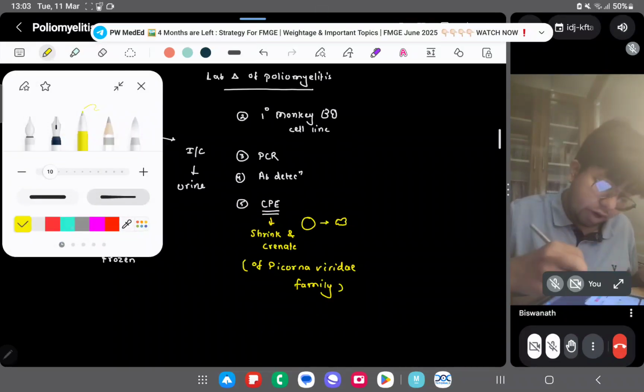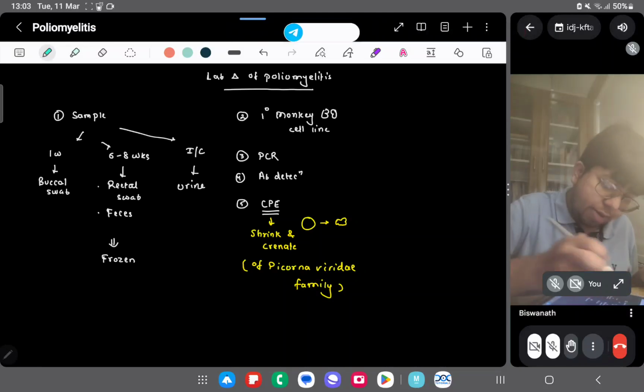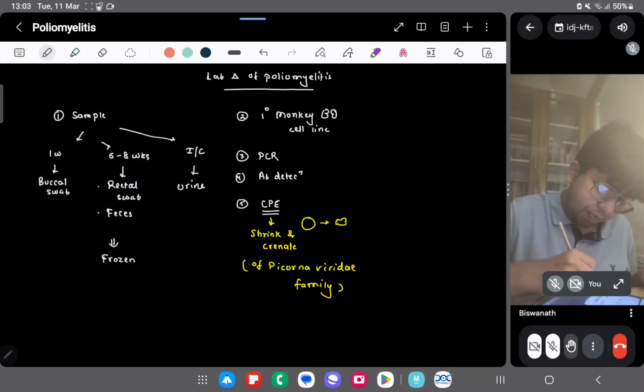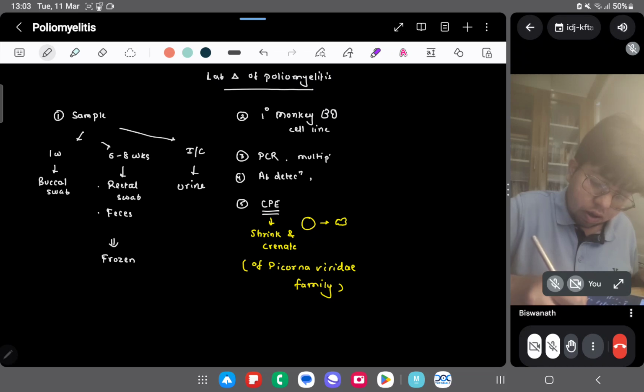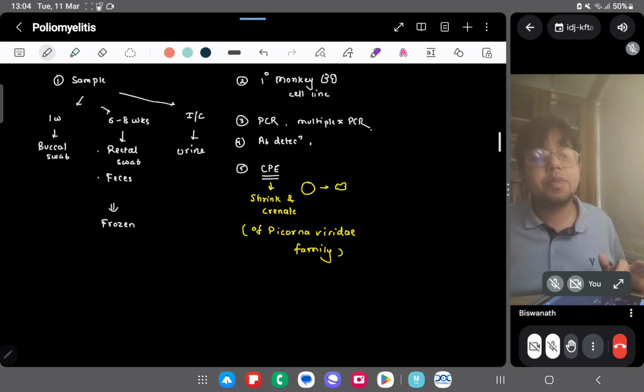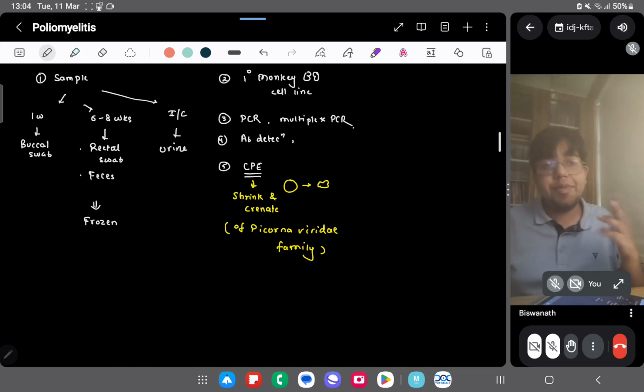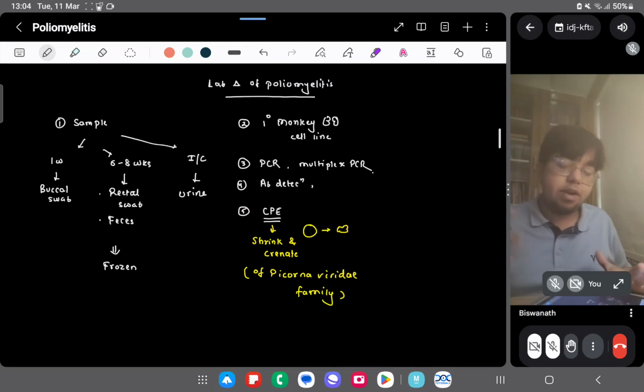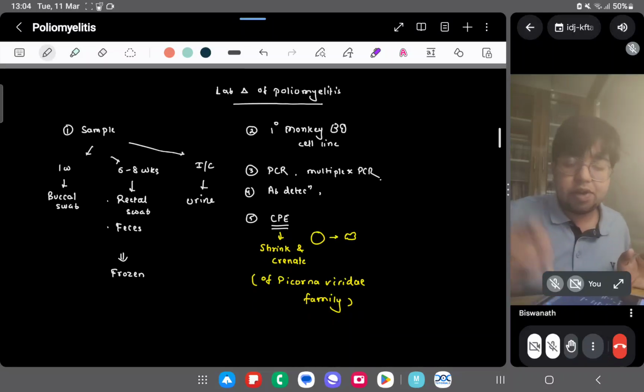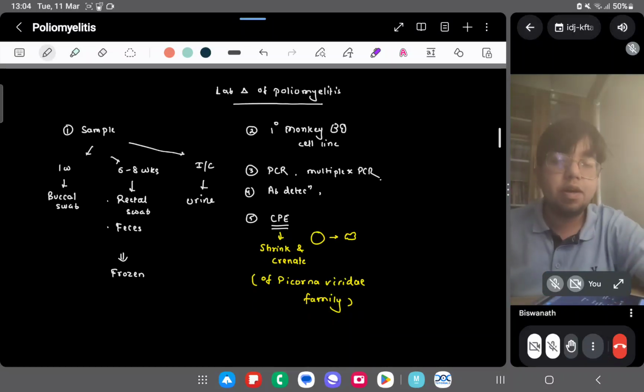Of course, if you are doing PCR, then you can also do multiplex PCR, right? And humans are the only reservoir of the virus, right? So these are the lab diagnosis part of poliovirus.